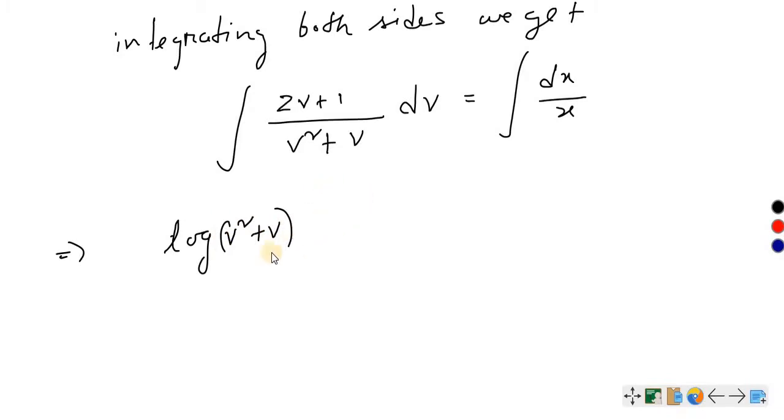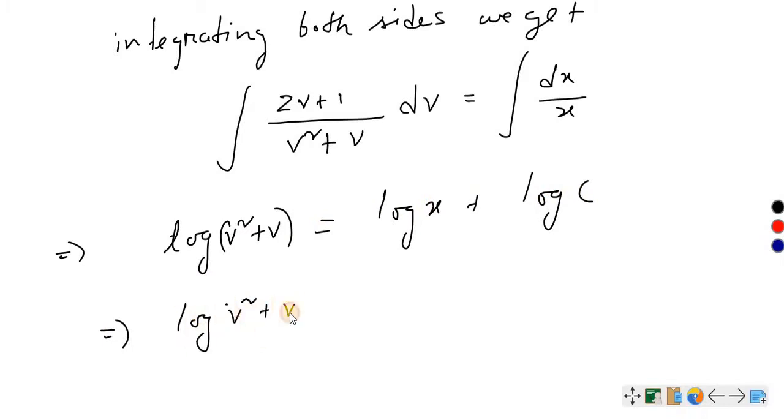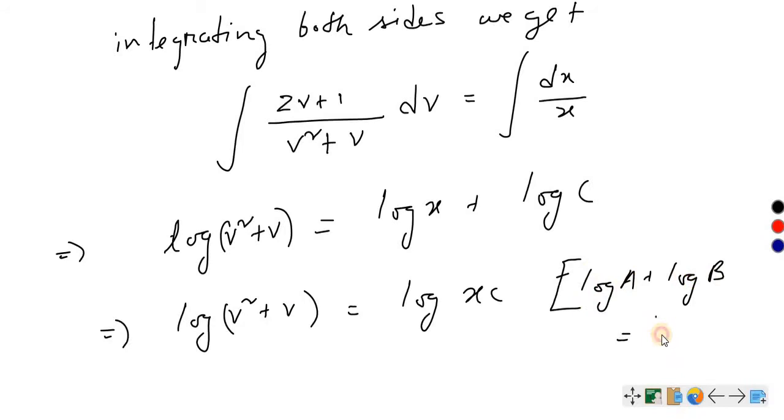So we can write in this way, that is log (v square plus v) is equal to log x plus some constant, say log c. So this is equal to what? Log (v square plus v) is equal to log xc. Why? Because this is the formula, na? Log a plus log b is equal to log ab. So this is the formula, and based on that formula we have written this. Now we can take out the log from both the sides and we will be left with v square plus v is equal to xc.